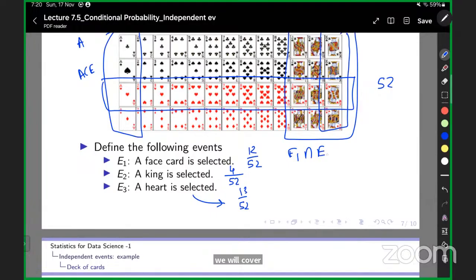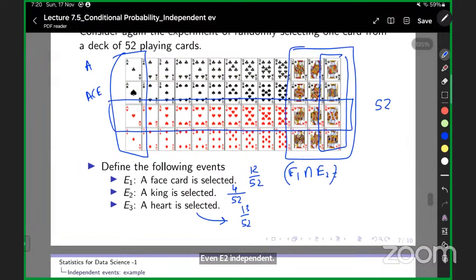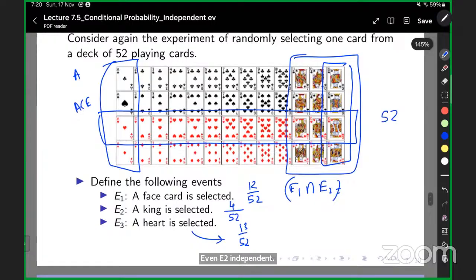E1 and E2 independent. Then what will you do? You will multiply both of them, but you need to know this also, right? That intersection, what is it going to be? A face card and a king card, right? So face and king, what's going to be?